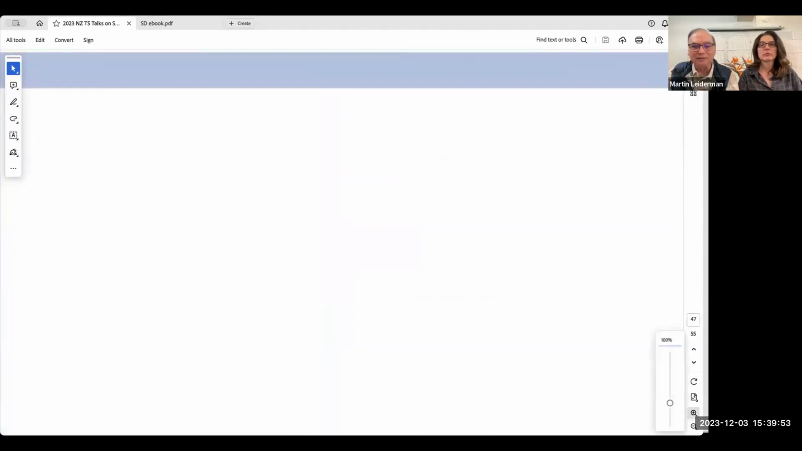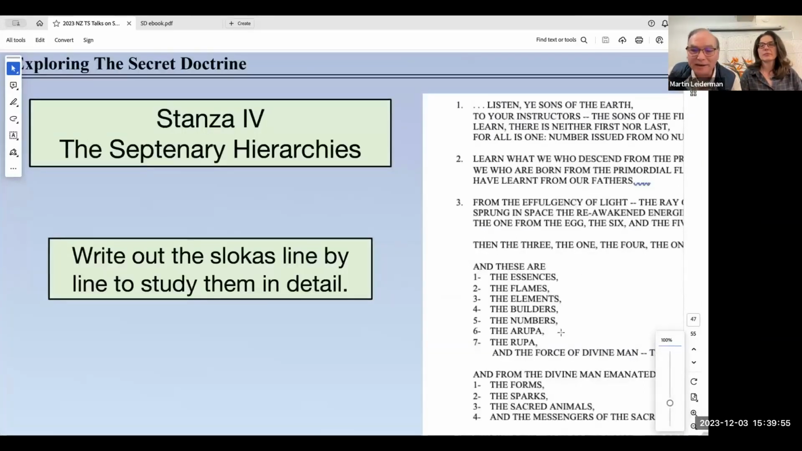Don't know if you can see them. And these are the names of the 7 hierarchies of divine beings. Essences, flames, elements, builders, numbers, arupa and rupa. As you see them and you study them, you're going to figure out very soon that you go from something extremely subtle, essences, to rupa, which in Sanskrit means corporeal, with form.